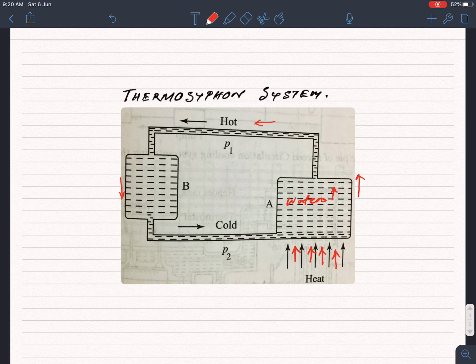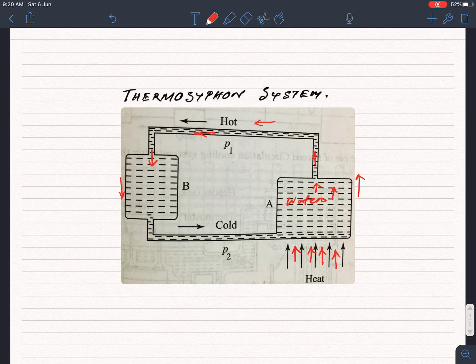and the evaporated water goes through this tube and the hot evaporated water comes to chamber B. As it is low in density, it moves up and comes to B. Here at B container, it comes into contact with cold air and becomes cool down and becomes more dense.